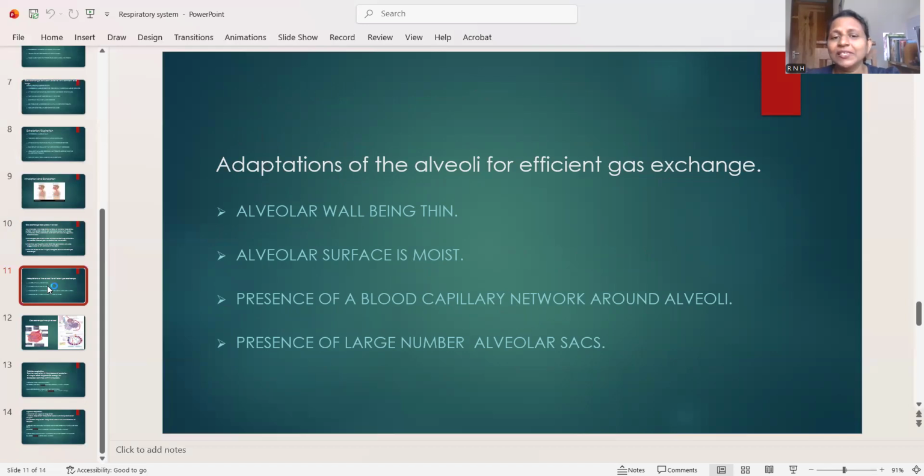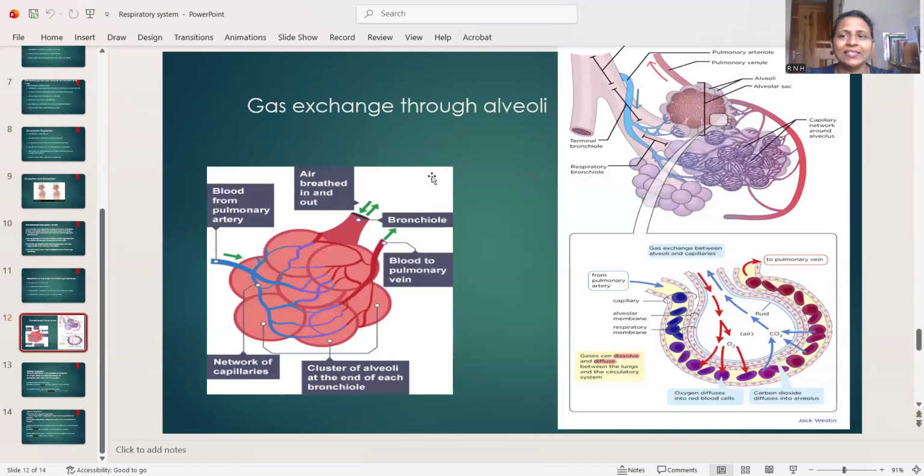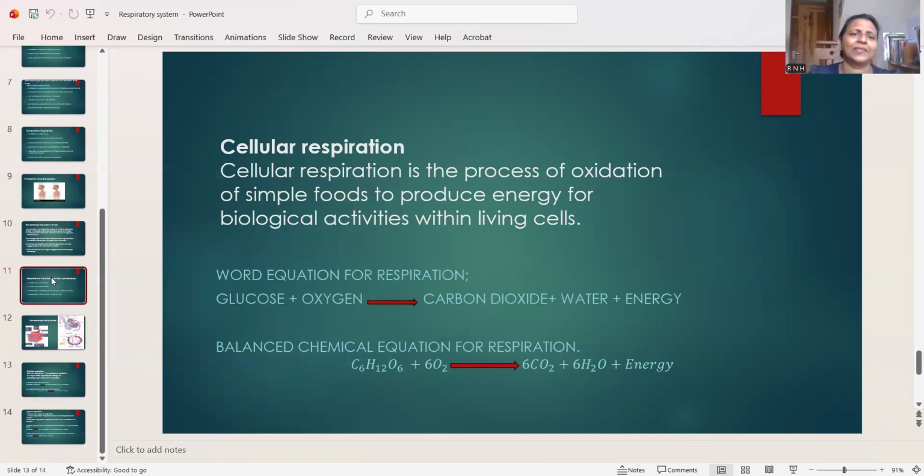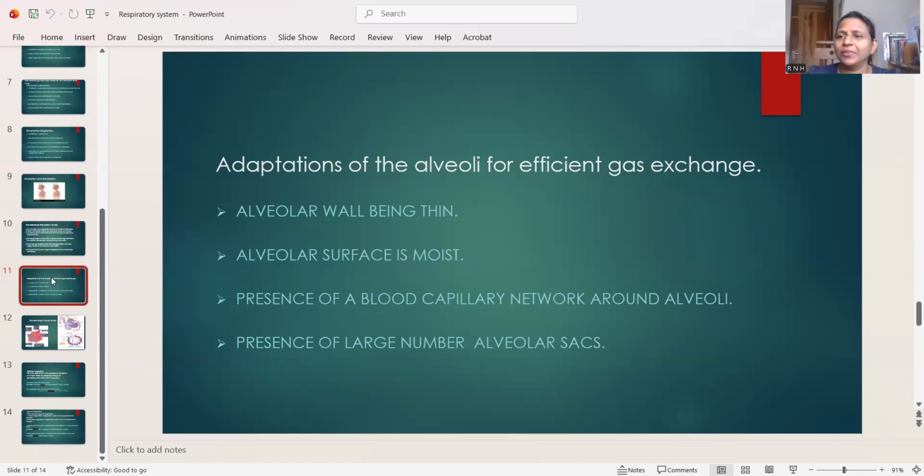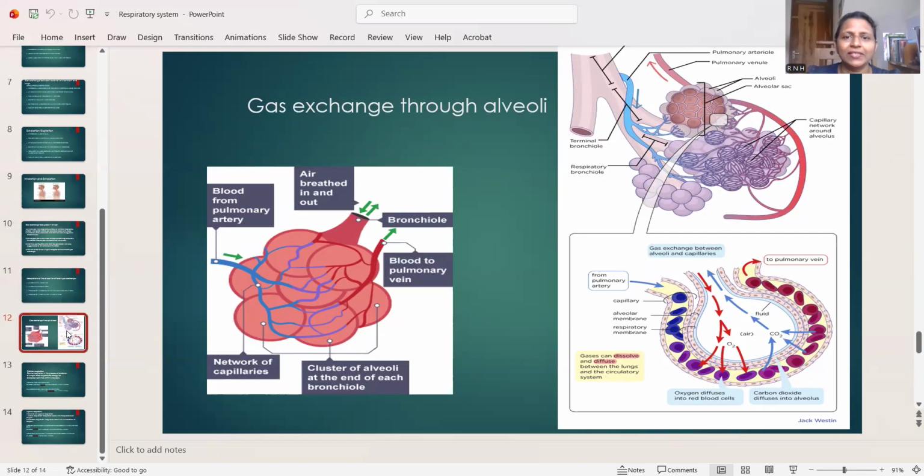The other one is the presence of a blood capillary network around the alveoli. So you can see in this diagram, there is a large blood capillary network around these alveoli, so it's easy for exchange of gases. And the other one is the presence of a large number of alveolar sacs. So you can see there are a large number of alveolar sacs here. So it increases the surface area for efficient gas exchange.